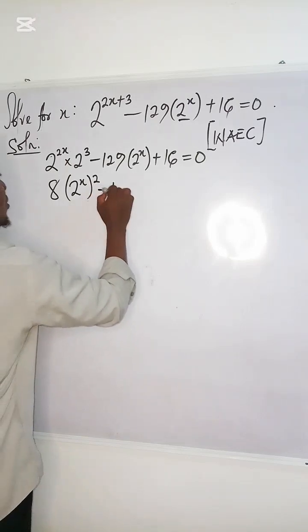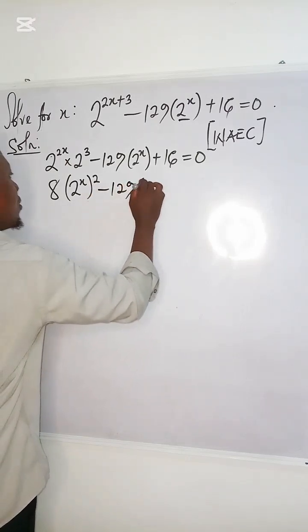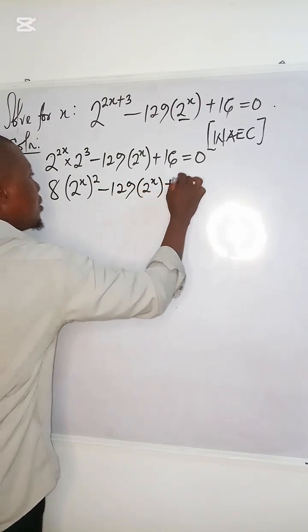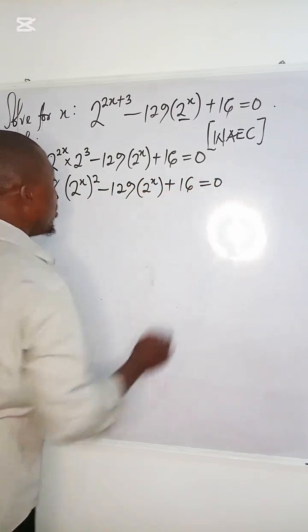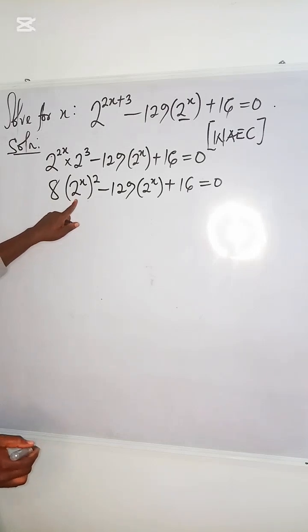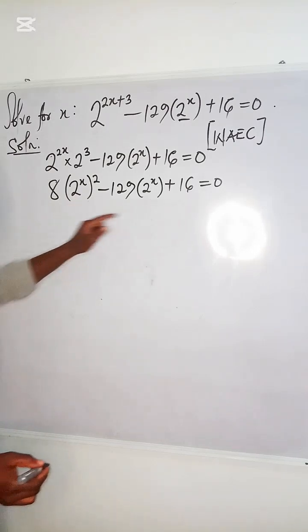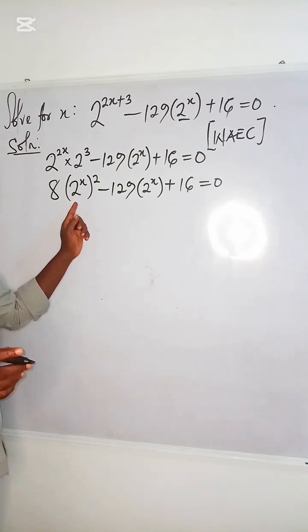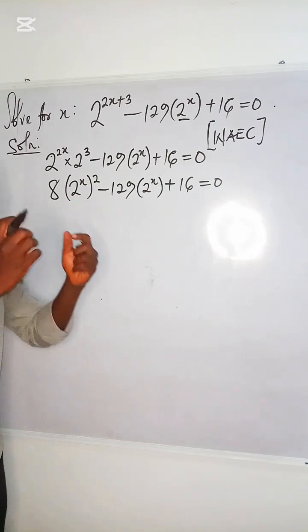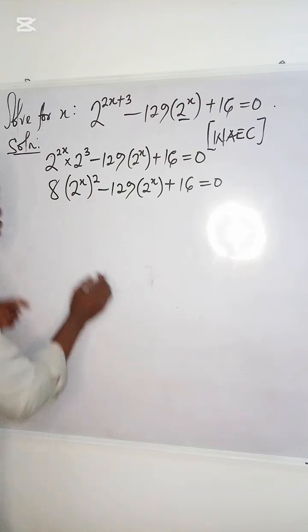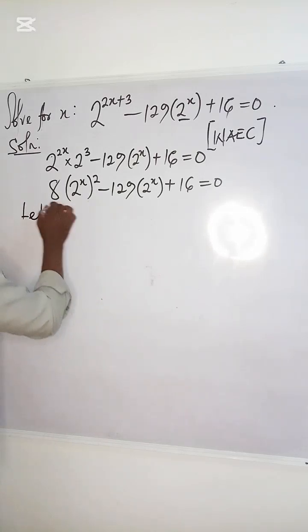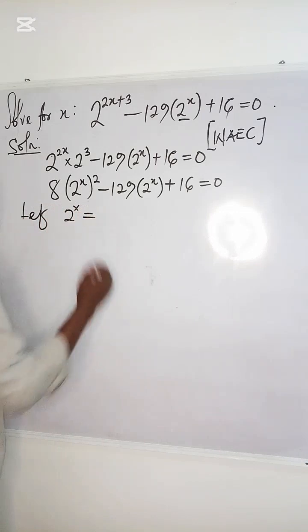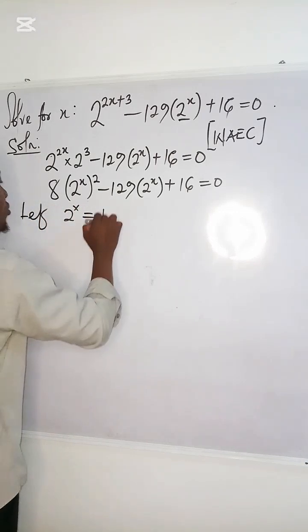Now this one. Now at this juncture, we like to let 2 raised to the power of x. This is a quadratic equation in form of 2 raised to the power of x. 2 raised to the power of x is our unknown, but not to have a mix-up in our solution, we used to let 2 raised to the power of x be any letter of our convenience. Let's use p, okay, right?